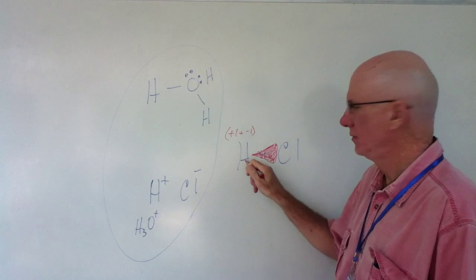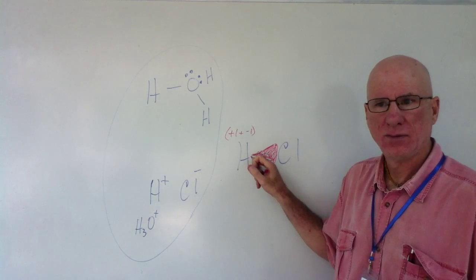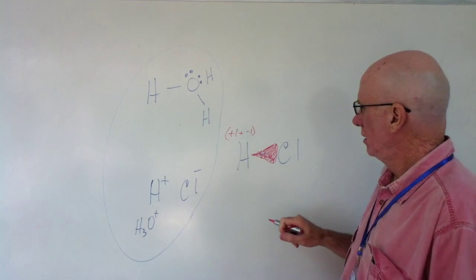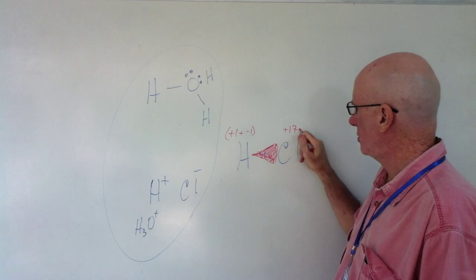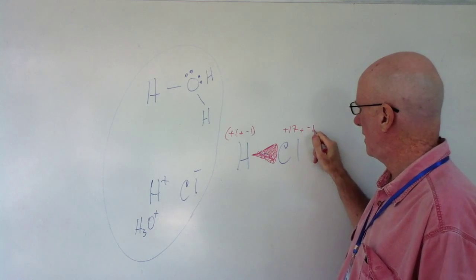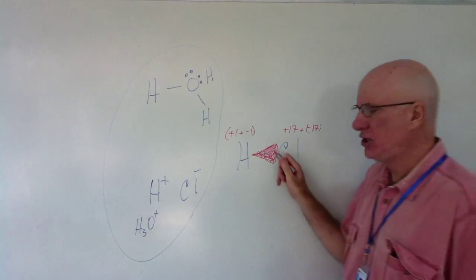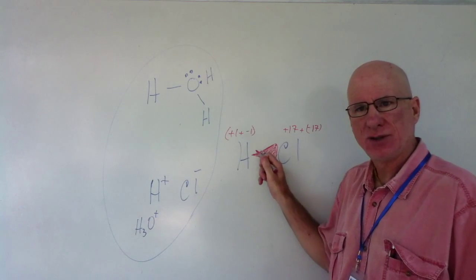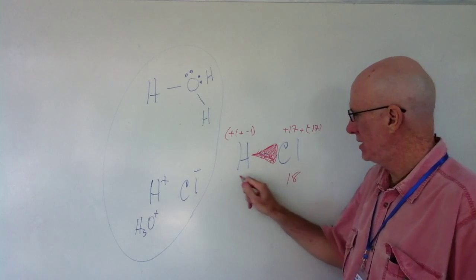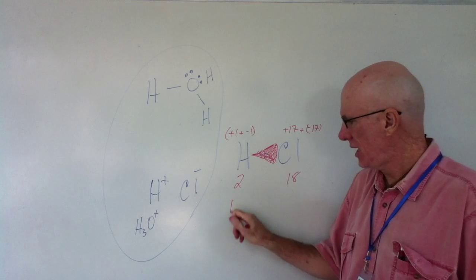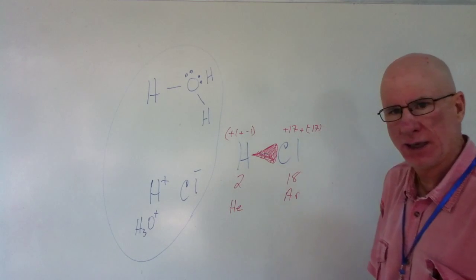All right, so do you see that this has 1 proton and 1 electron? Do you see that? Yes? Okay, good. Well, do you see that this has 17 protons and 17 electrons? Now, it's sharing one of the electrons. So this has 18 electrons and this has 2 electrons. This is like helium and this is like argon. All right? We okay with that?